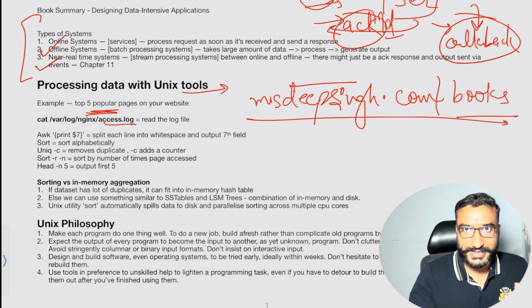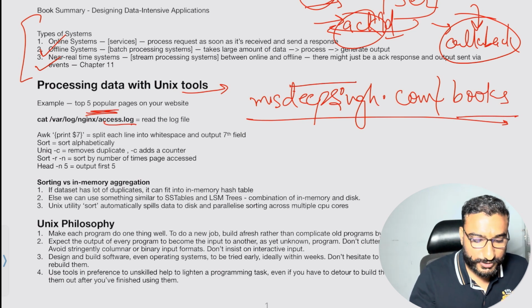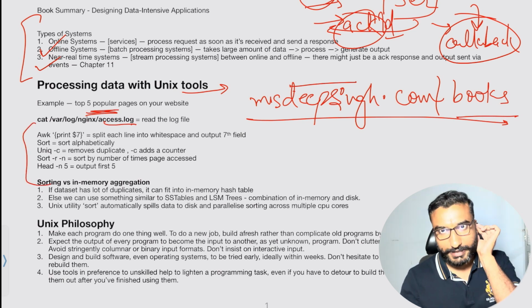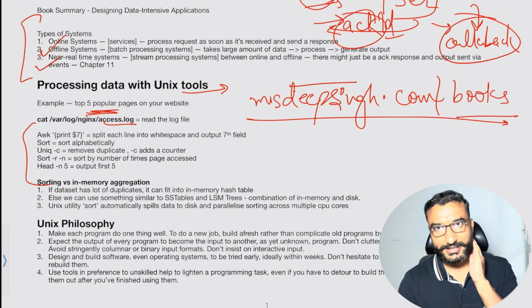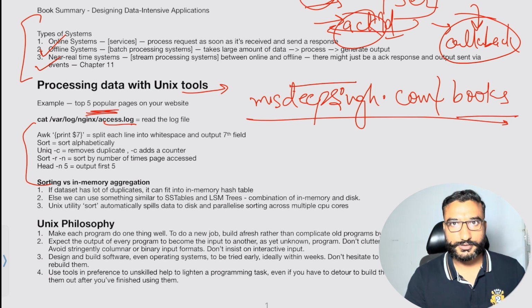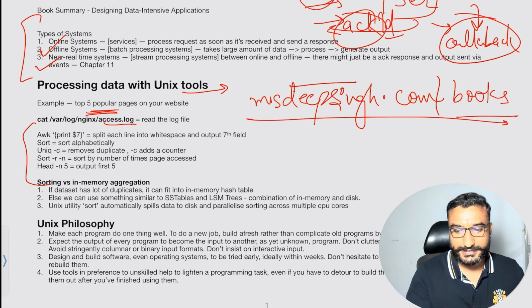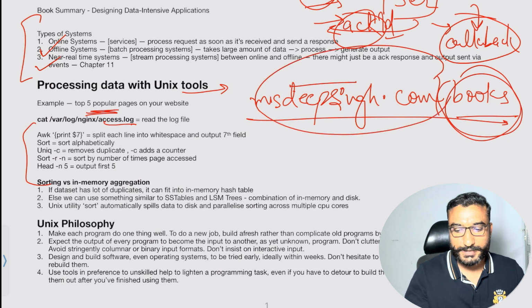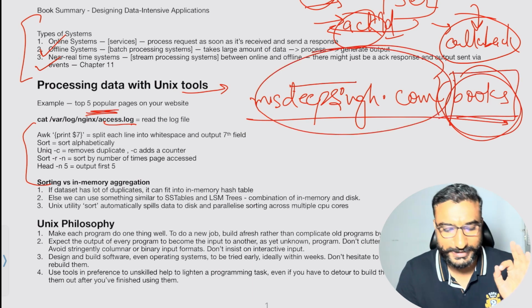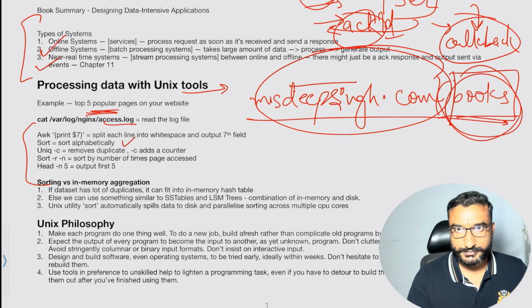You will read the log file, then use these different Unix commands, which are piped together. You run awk, which splits each line on white space and outputs the seventh field, the URL, like let's say books. You skip all the rest and get the books, which is in the seventh place. Then you do the sorting.